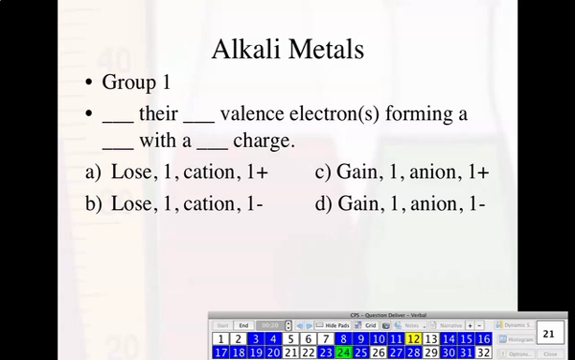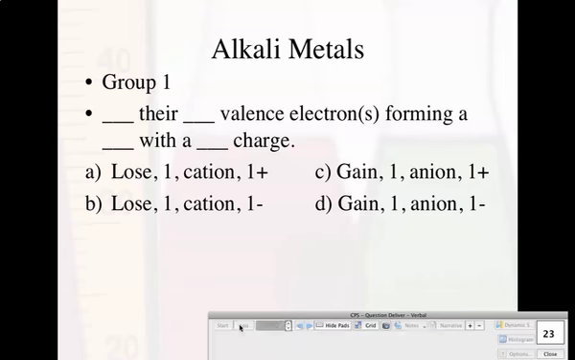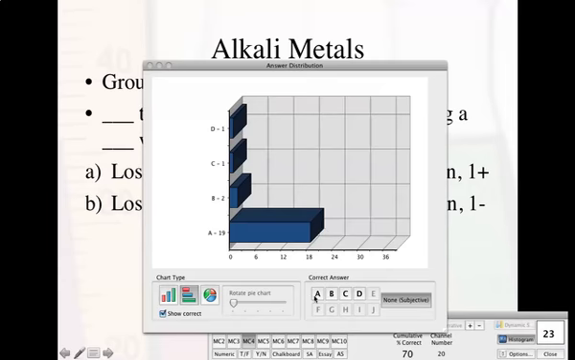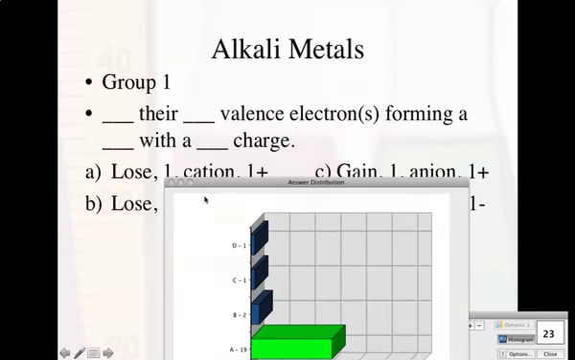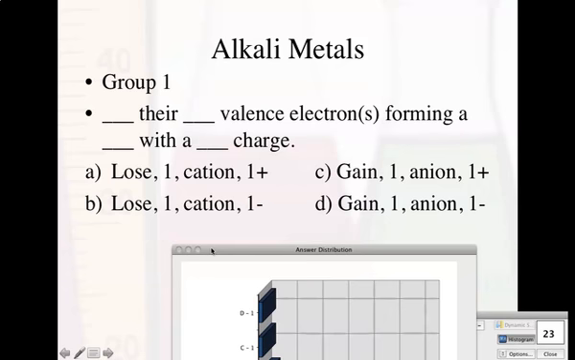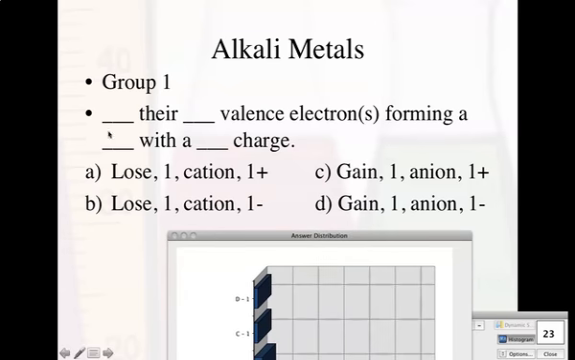Let's see. Okay, a couple more seconds, get those last couple of answers in. Okay, and this one, excellent, much better percentage there. They're going to lose one to form a cation. Whenever they lose, that becomes a cation because they're more positive now than they are negative. Cation is a positively charged ion, and that would be 1 plus. So A is correct. So lose 1, cation 1 plus.